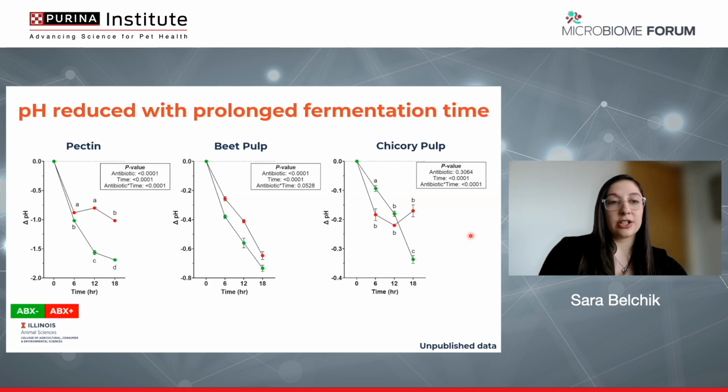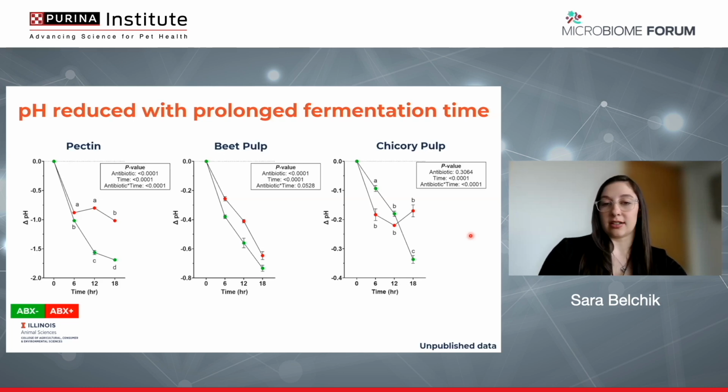So to dive into some of these results, overall, the pH was significantly reduced with fermentation time, as expected, as those microbes are given the opportunity to ferment said substrate. And as fermentation increases and short-chain fatty acids increase, the pH tends to decline.